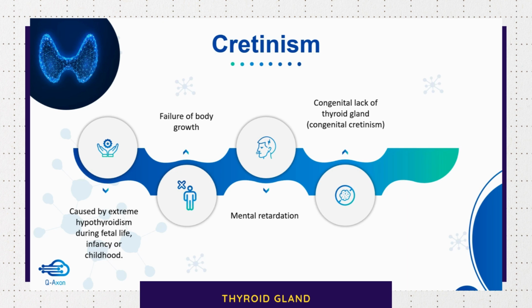There can also be a congenital lack of thyroid gland. In this case, it is called congenital cretinism. Or this can happen due to iodine deficiency in the diet. In that case, it is called endemic cretinism.